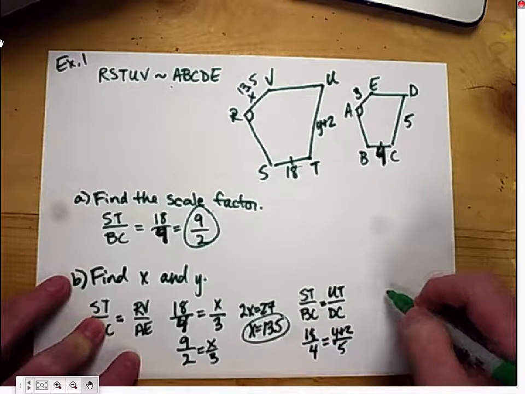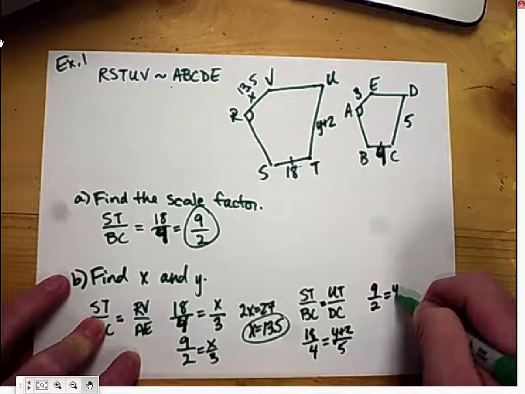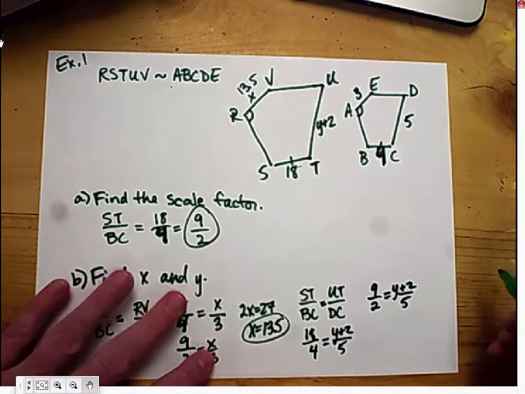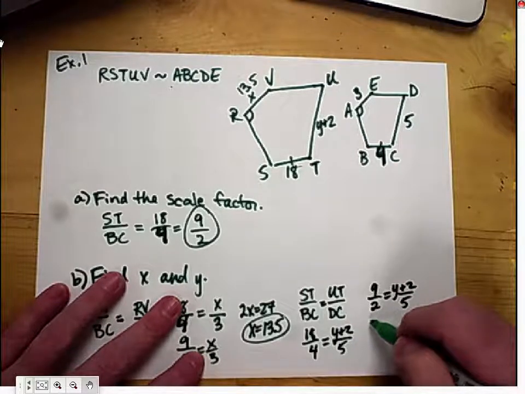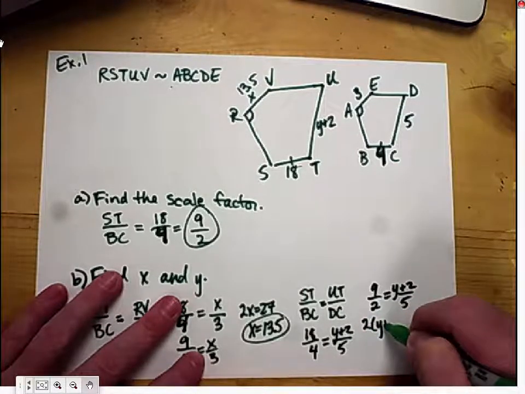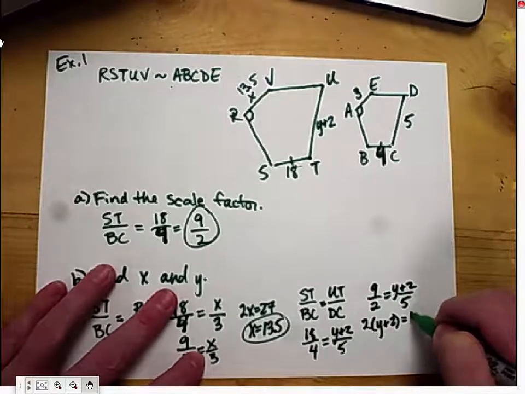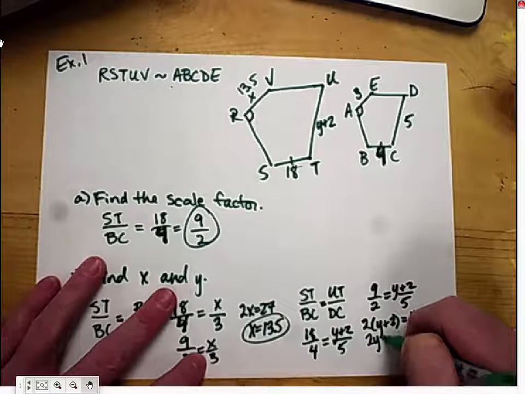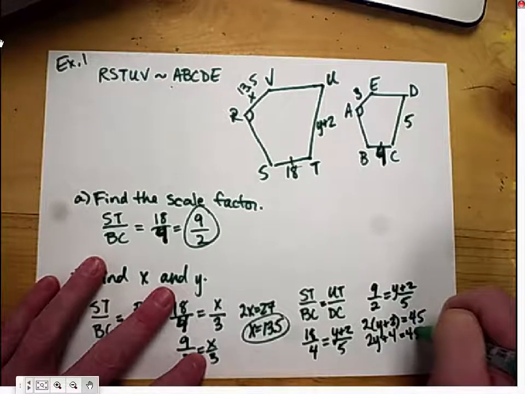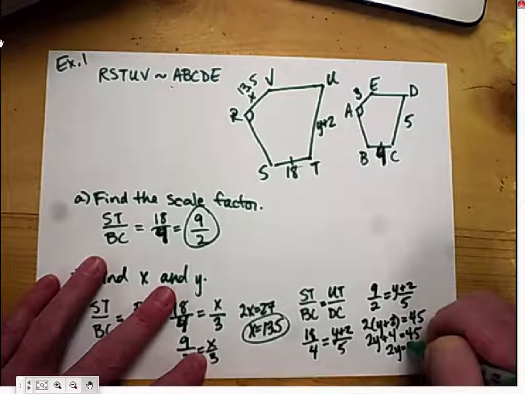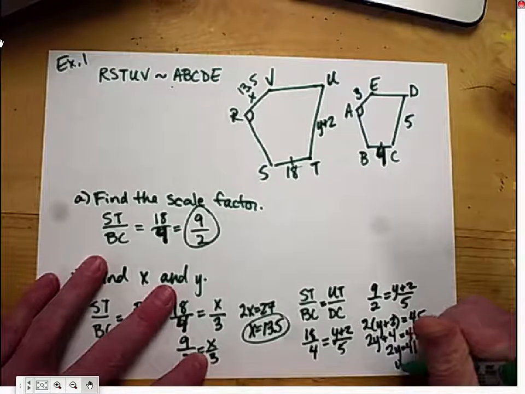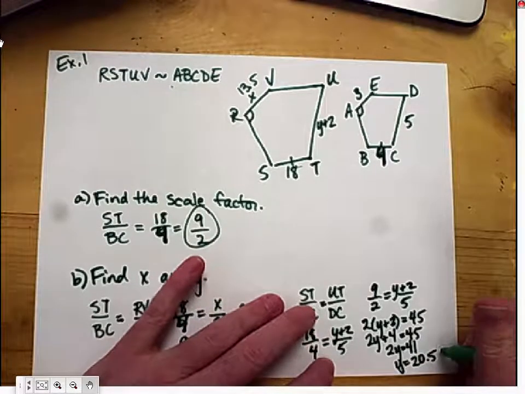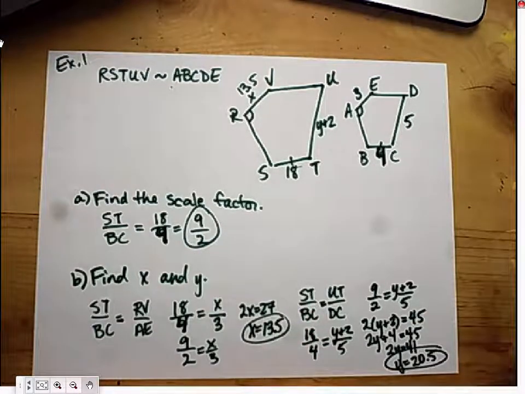Now that again reduces to be 9 over 2 is y plus 2 over 5. What is 2 times y plus 2? I'll leave it like that for now. 9 times 5 is 45. Also distribute. You distribute, that's 2y plus 4 equals 45. So 2y is 41. So y is, you could either say 41 over 2 or 20.5. That's your answer.